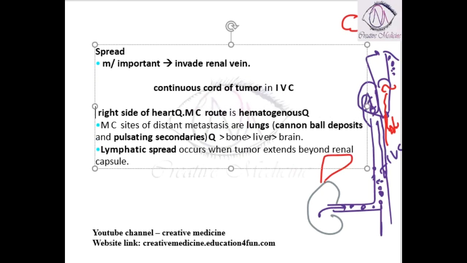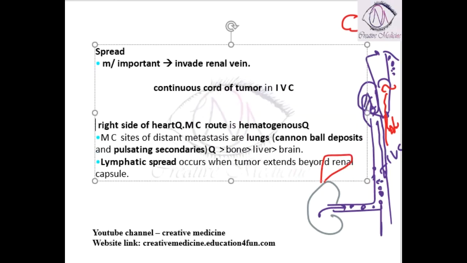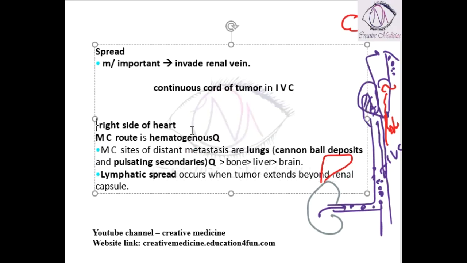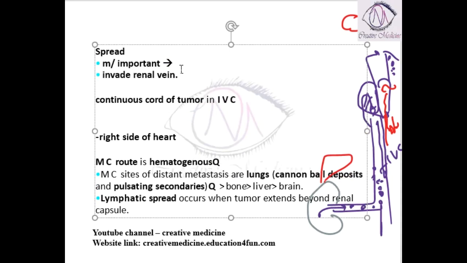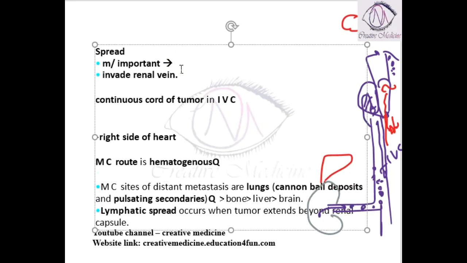From there, the tumor reaches into the right heart, and from the right heart, it goes through the hematogenous route. Okay, so the most common route of spread is the hematogenous route. From the hematogenous route, the distant metastases are seen.